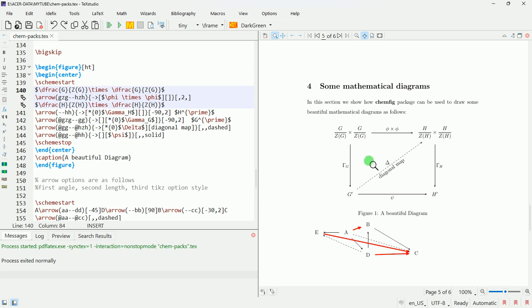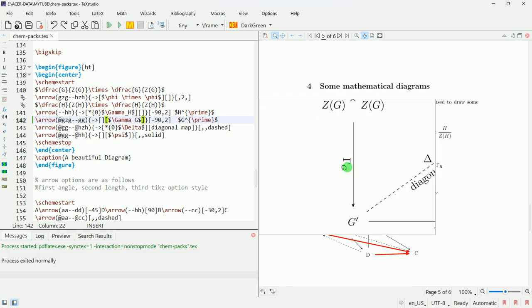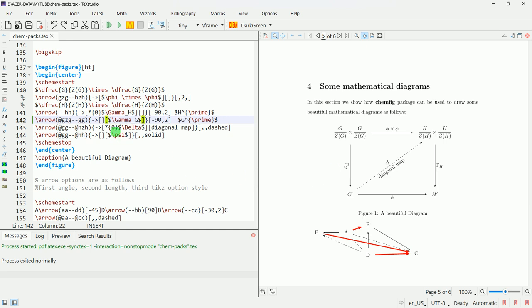this arrow. Then here, if you look at it, gamma g is written on the left side. So this star 0 means this gamma is written horizontally. If I don't write this star 0, for example, let me delete it here, then you will see this gamma g has become like this. So that is why this star 0 is needed.